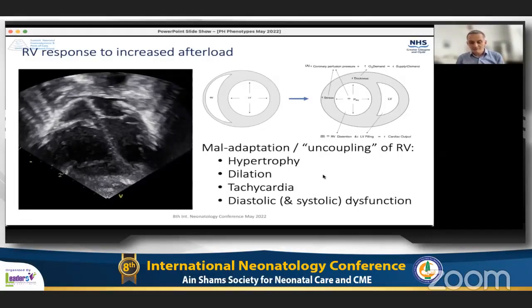What's happening here is the right ventricle is initially hypertrophying to try and generate increased pressure to overcome the increased afterload, or pulmonary artery pressure. But as that fails to achieve the required increase in right ventricular performance, the ventricle also dilates and becomes tachycardic to try and maintain stroke volume and right ventricular output. But ultimately, the right ventricle becomes uncoupled from the pulmonary circulation and starts to fail. And in particular, it starts to show diastolic dysfunction as well as systolic dysfunction.